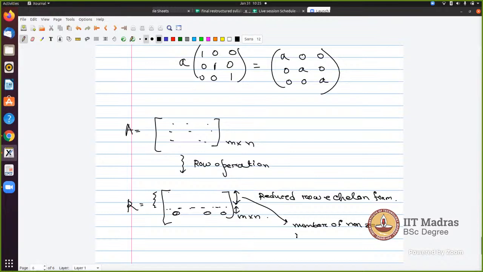Non-zero rows will give me the rank of the matrix. Correct? Suppose there are L number of non-zero rows. Okay.